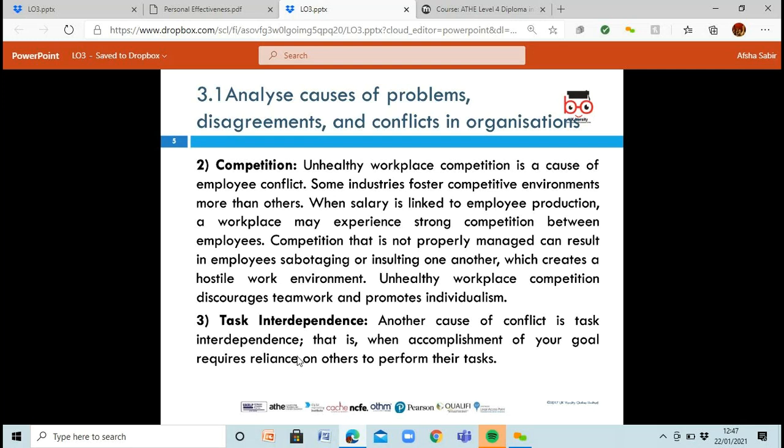We've also got task interdependence. So that means where you're relying on other people to complete your own tasks. So you're working towards something, but say I've got this job to do, but I need someone to do hers first, then mine will finish. So interdependence can be problematic as well.